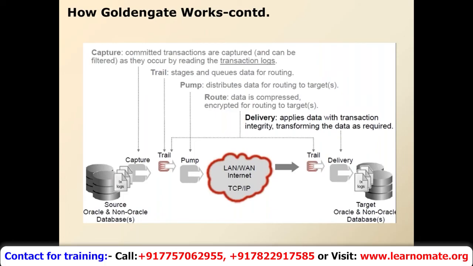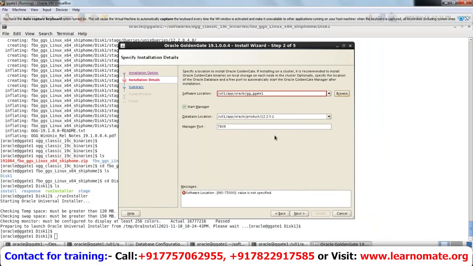So checking the certification matrix is really very important. You should be checking the certification matrix to set up GoldenGate. This is a really very important part. Same thing applies here as well. Say for example, if you just select 12c, you will find that GoldenGate is not working.